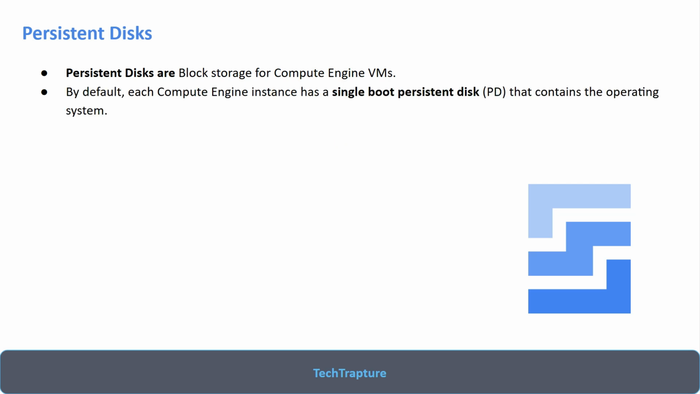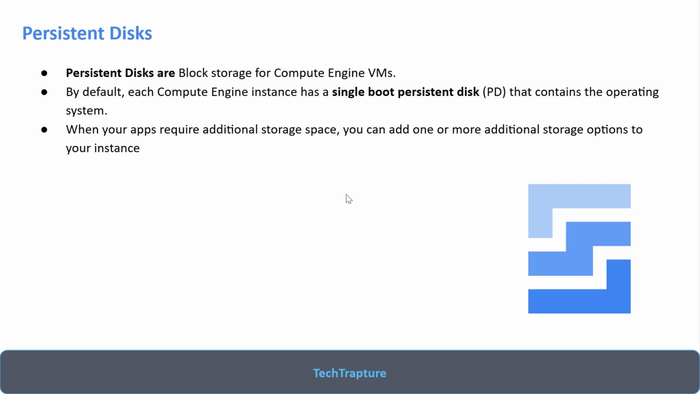By default, whenever we create a VM instance or Compute Engine, it always comes with the OS image, and that OS is installed on the boot disk. So each VM has at least one boot disk on which the OS is installed. When your apps require additional storage space, you can add one or more additional storage options to your instance. The first recommended storage option for your Compute Engine is the persistent disk. You can attach additional persistent disks of your required size, and use that storage along with your Google Compute Engine.